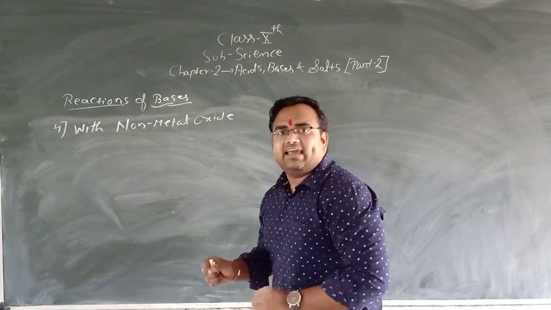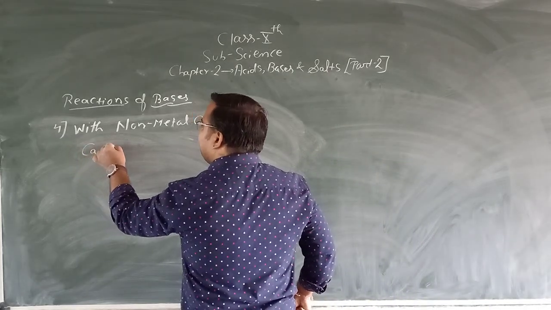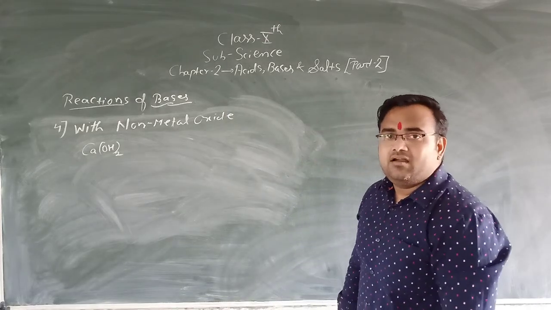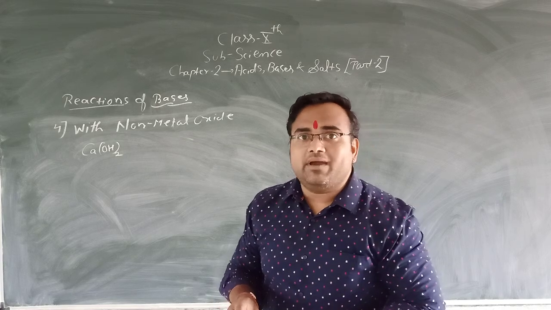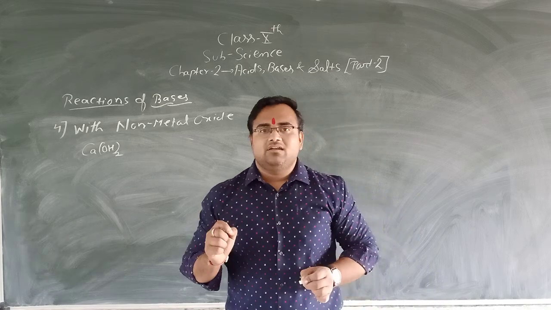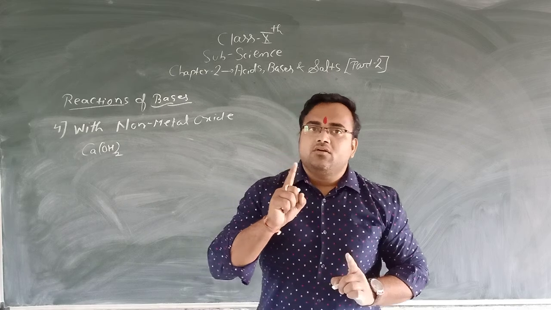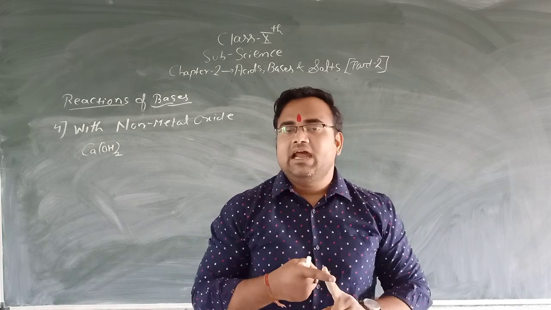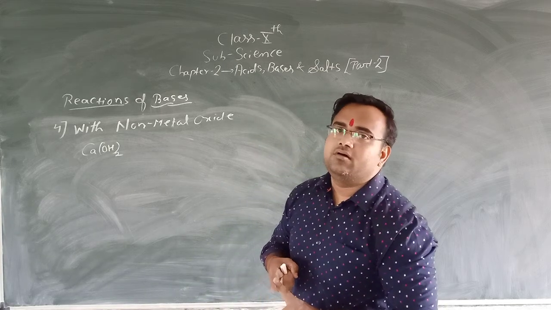Now, this time we will take an example of a base like calcium hydroxide. Calcium hydroxide is basic in nature. Why is calcium hydroxide basic in nature? You have to keep in your mind that the oxides of metals and hydroxides of metals are basic in nature.